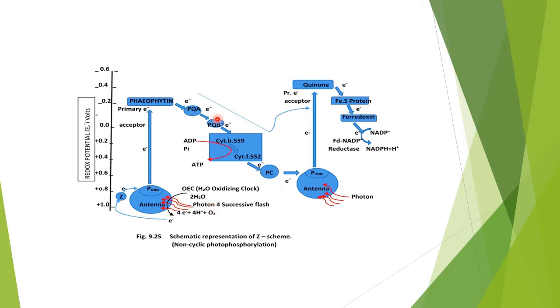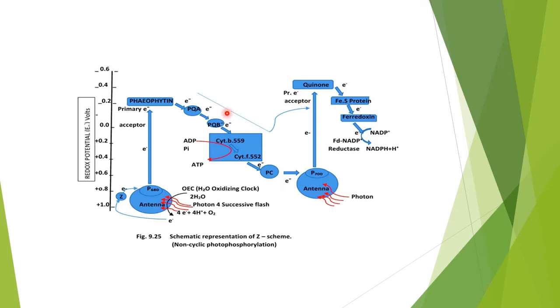As you will see, these are the carriers as per their redox potential. They are positioned in such a way that it gives an appearance of an alphabet Z. That's why it was named as a Z scheme. Now let's understand the details of this Z scheme.